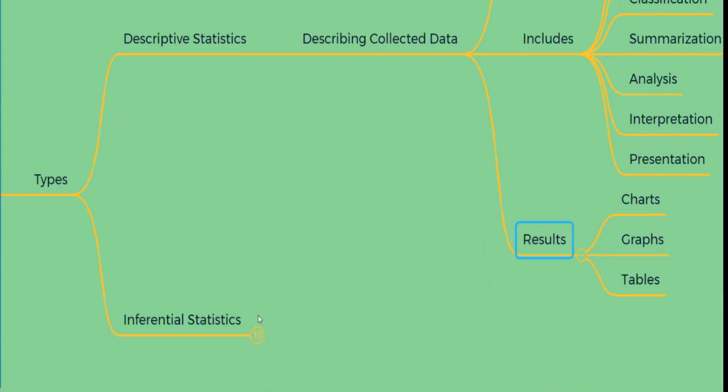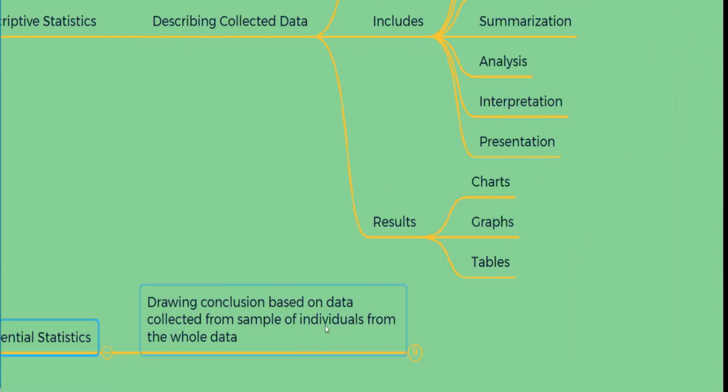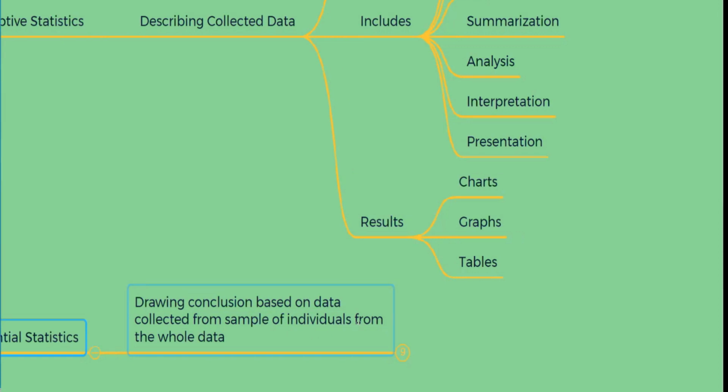When we move on to inferential statistics, here we will be drawing a conclusion. Here we will not take the entire data. Instead, we will take a sample of data from the original data. Then we will try to come to a conclusion, like how we tried to make a conclusion in descriptive statistics. We analyzed and came to a conclusion, right? Same here also we will try to do.